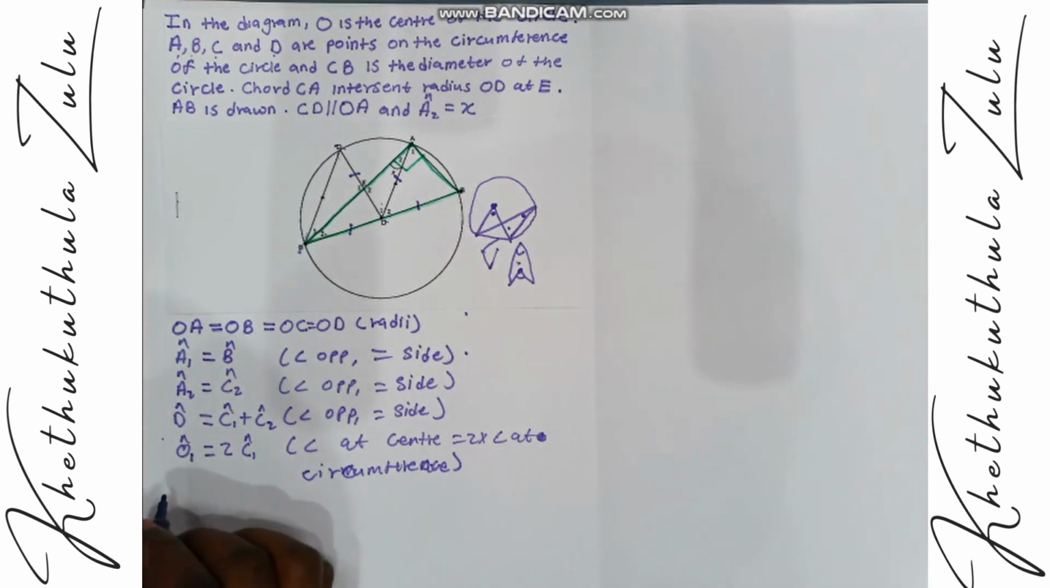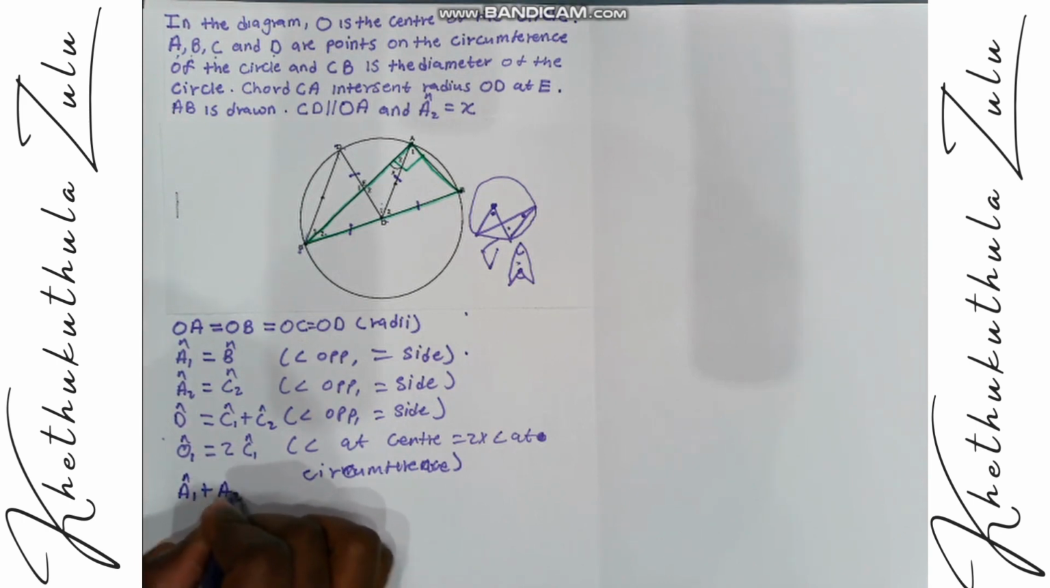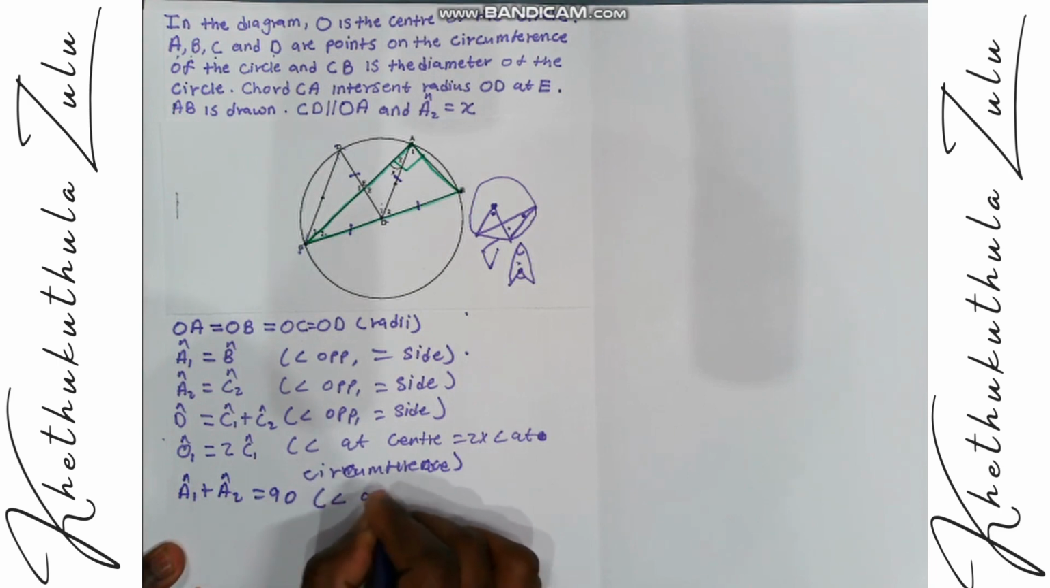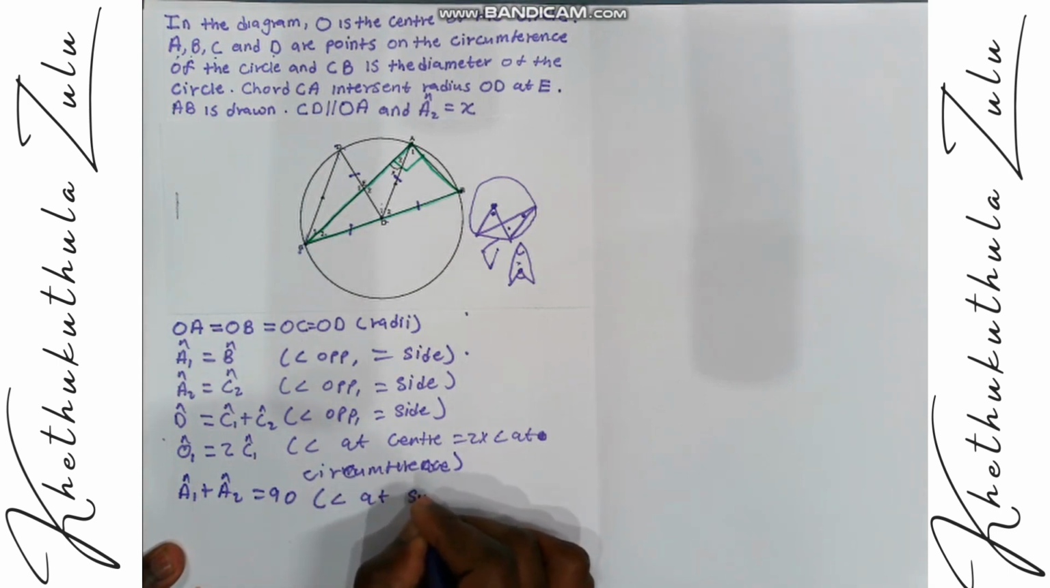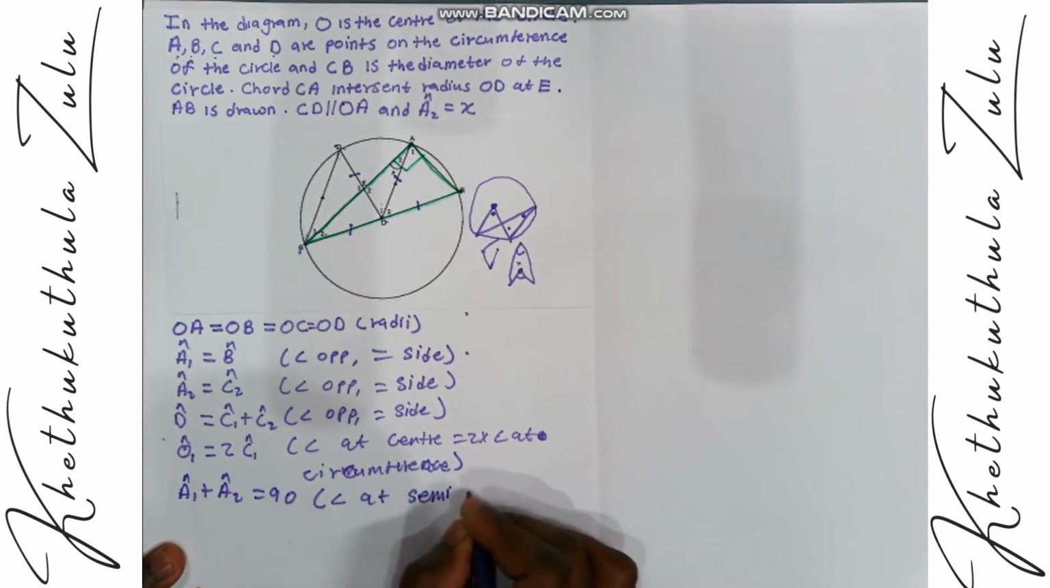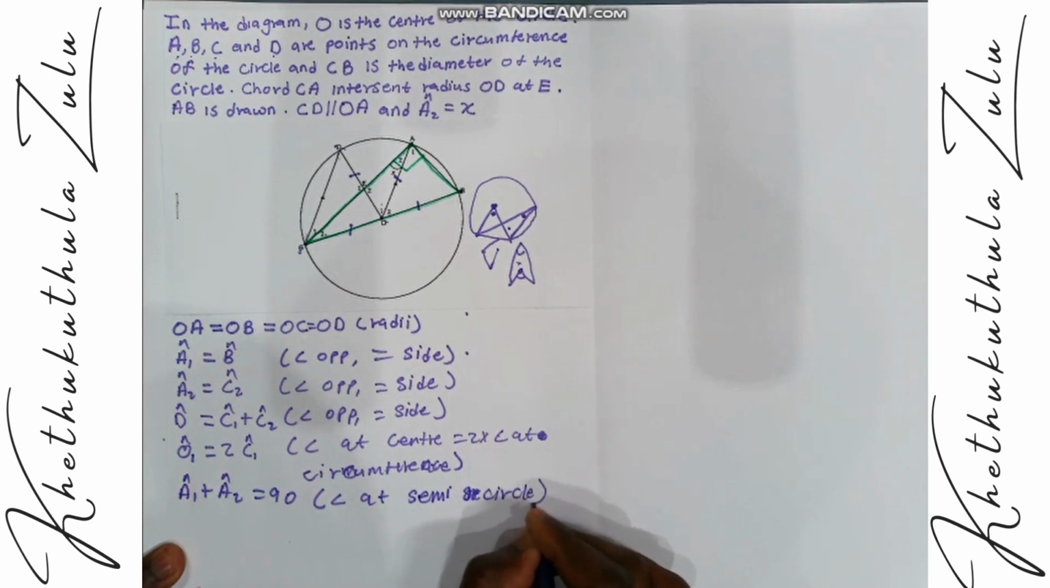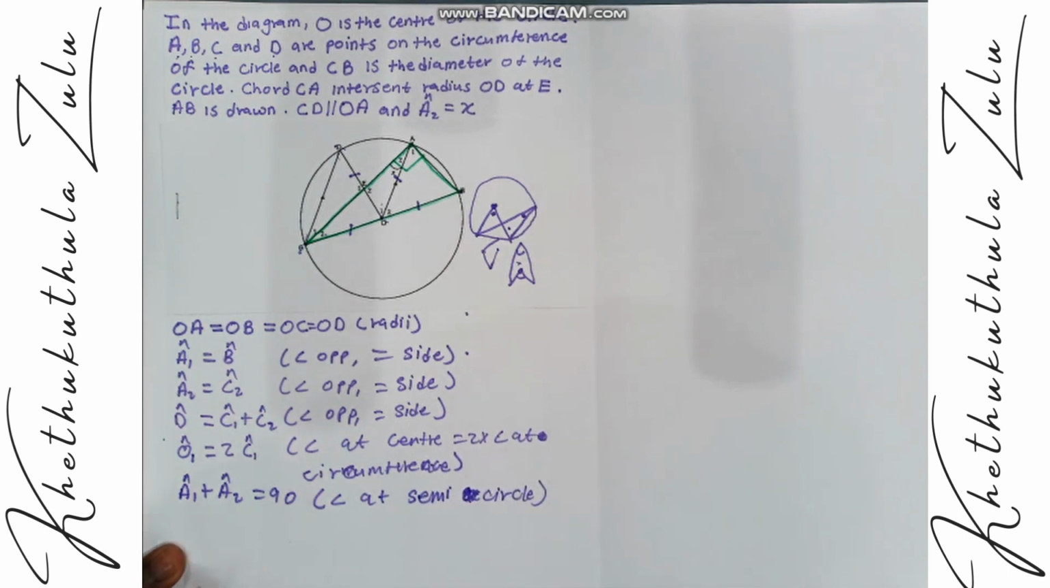This angle here, which is A1 plus A2, is equal to 90 degrees. Why? Angle at a semicircle, just a diameter. We found something from there.